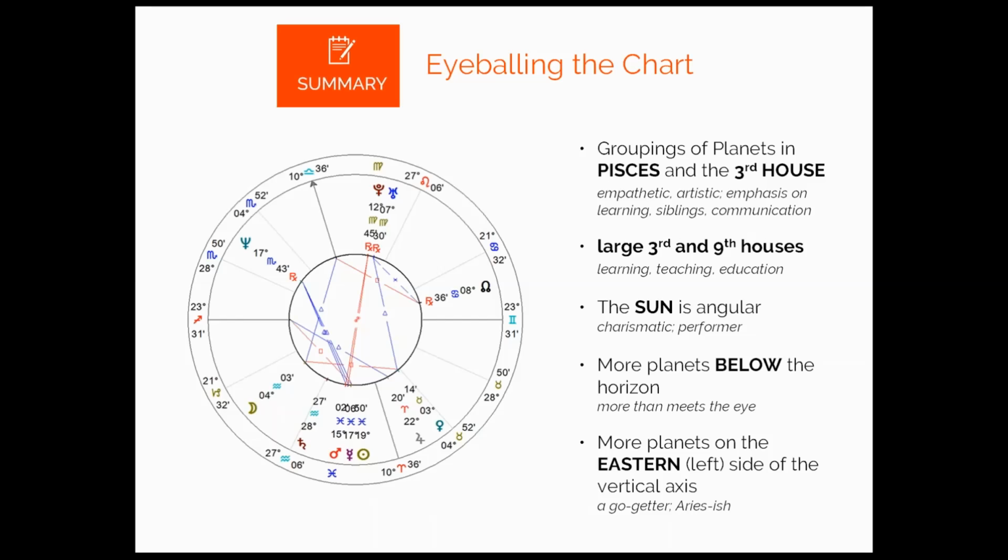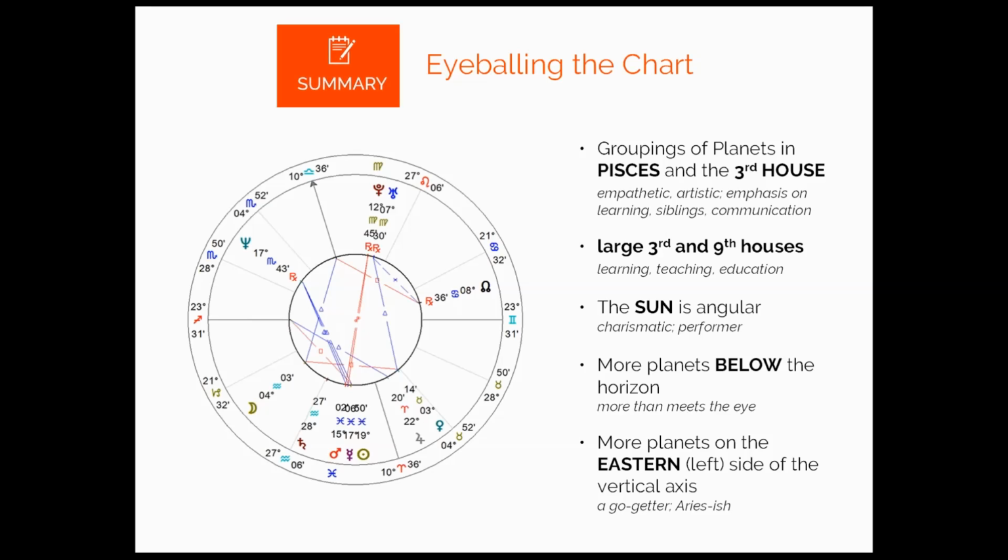We also saw that the third and ninth houses were emphasized not only because there are a lot of planets there, but because they are larger than the other houses. So there's an emphasis in his life on learning, teaching, education. In some cases, there would be an emphasis on travel. He doesn't actually do a lot of traveling.